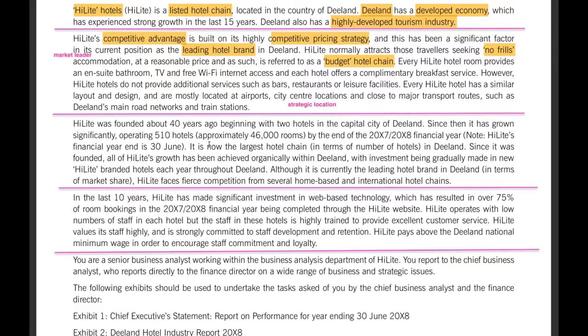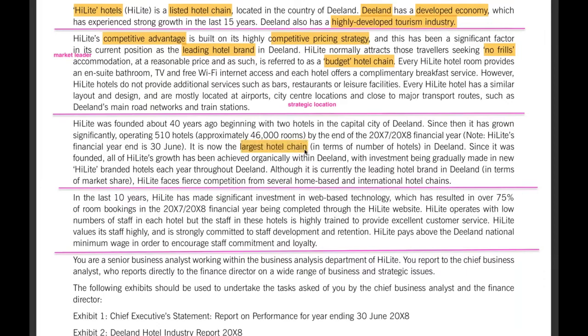And the next paragraph, okay, on your introduction, it tells you that, okay, this particular hotel was founded 40 years ago, beginning with only 2 hotels in the capital city of Dillon. All right. Since then, it has grown significantly, operating 510 hotels, approximately 46,000 rooms. By the end of the 200X financial year. Okay, here they just highlight to you that's the financial year end. So it's now the largest hotel chain.